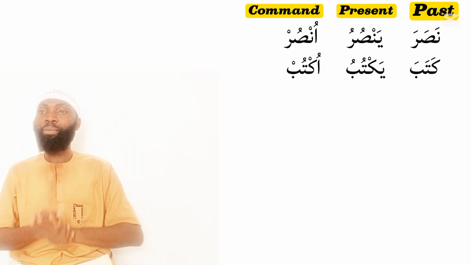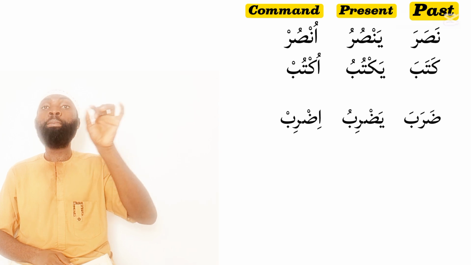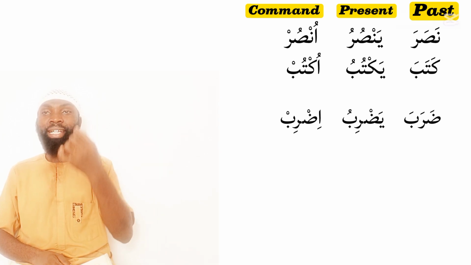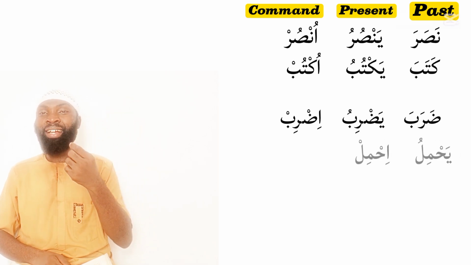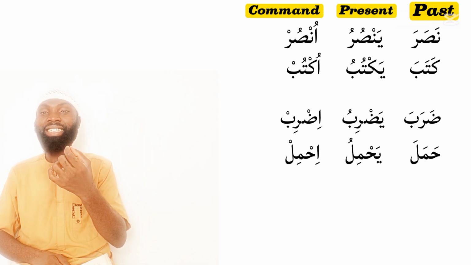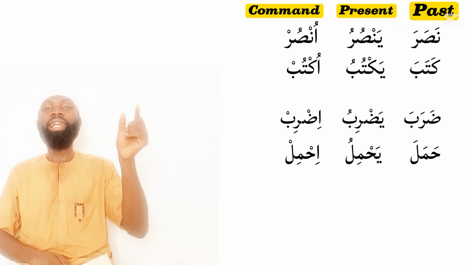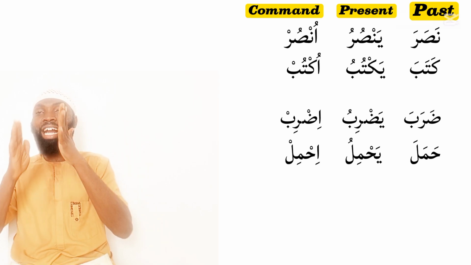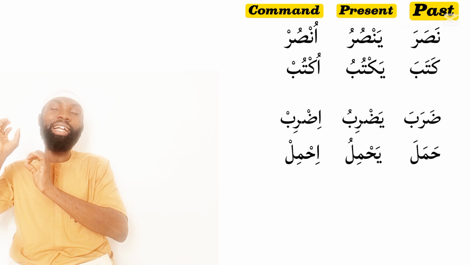The example I'll bring from there is the word daraba, he beats. Yadribu, he is beating. Idrib, beat. The second example, hamala, he carried. Yahmilu, he is carrying. Ihmil, carry. If you look at these two words, their past tenses are also the same, just like the first two words that we had in the first category.